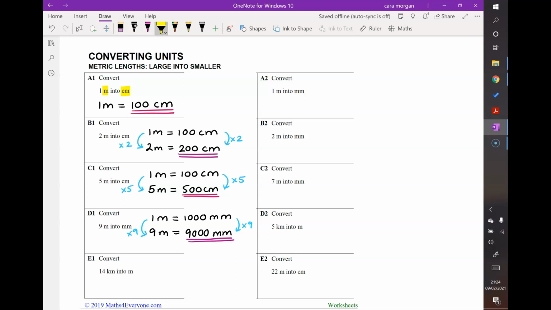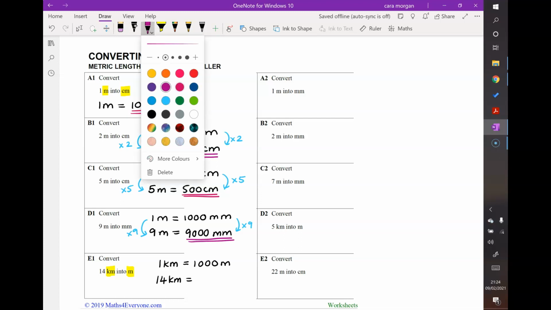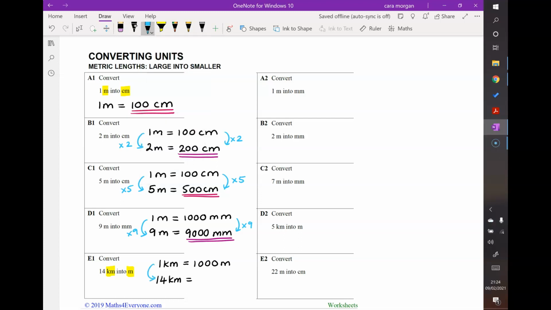On my next one, E1, I've got to convert kilometres into metres. So I really need to think about how many metres are in 1 kilometre. So I'm going to reach for my really useful fact, my key fact, and then I've got 14 kilometres. Well, that's 14 times as big. So I'm just going to multiply both sides by 14 there.